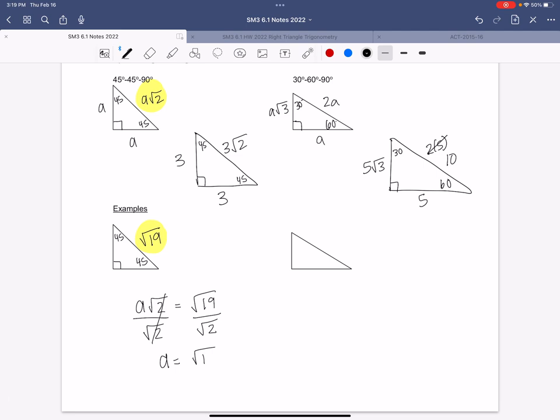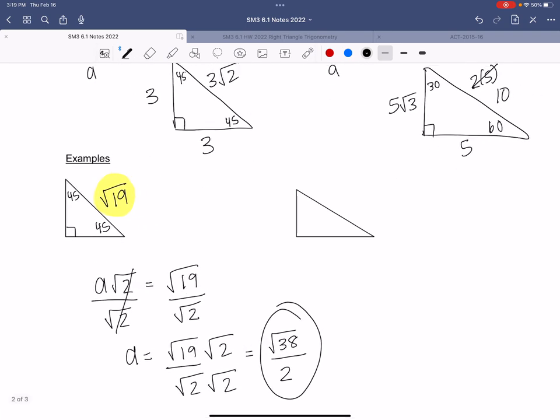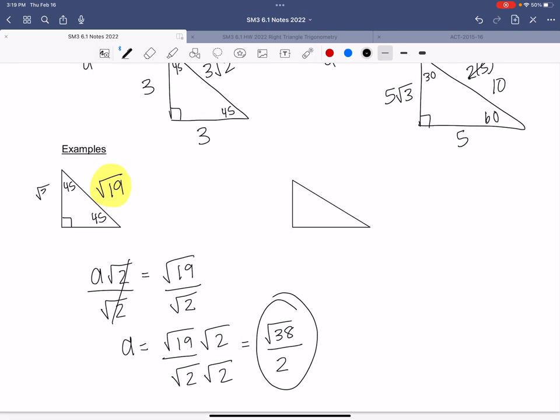And then I can't have a square root on the bottom because it's just not simplified. I multiply the top by square root of 2 and the bottom by square root of 2. So that's going to give me, when I have a square root and a square root, they combine on the inside. So it's square root of 38 because it's 19 times 2. And square root of 2 times square root of 2 is just going to be 2. Okay, that's literally what A is going to equal. So this side is square root of 38 over 2, and this side is also square root of 38 over 2. Okay, I'll give you a second.